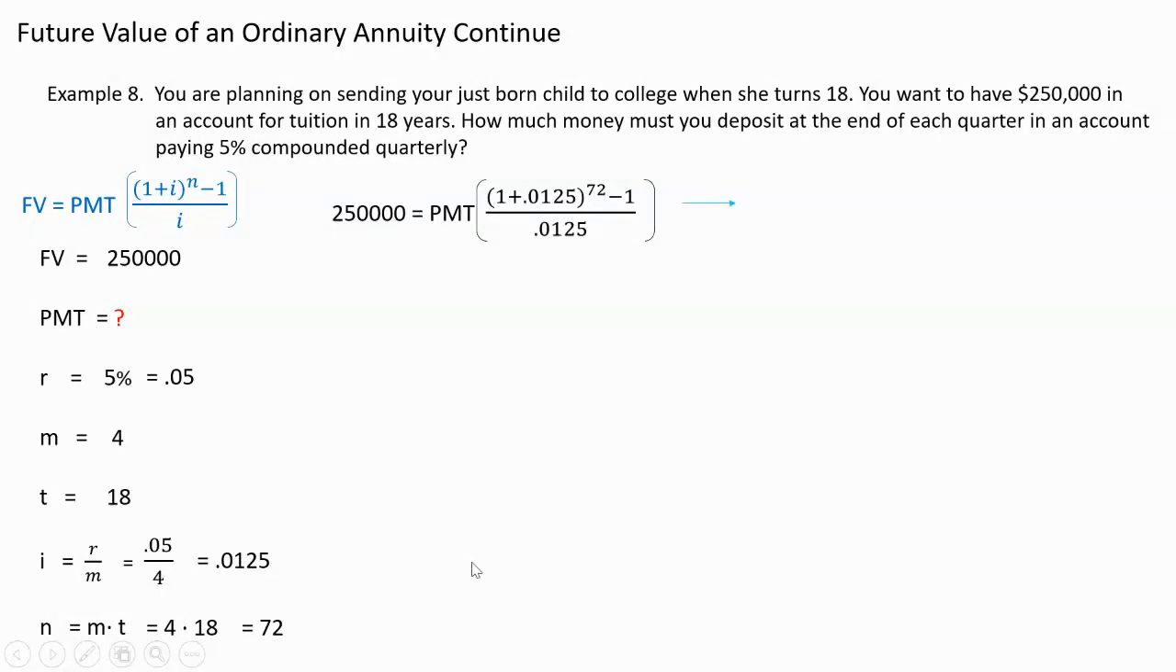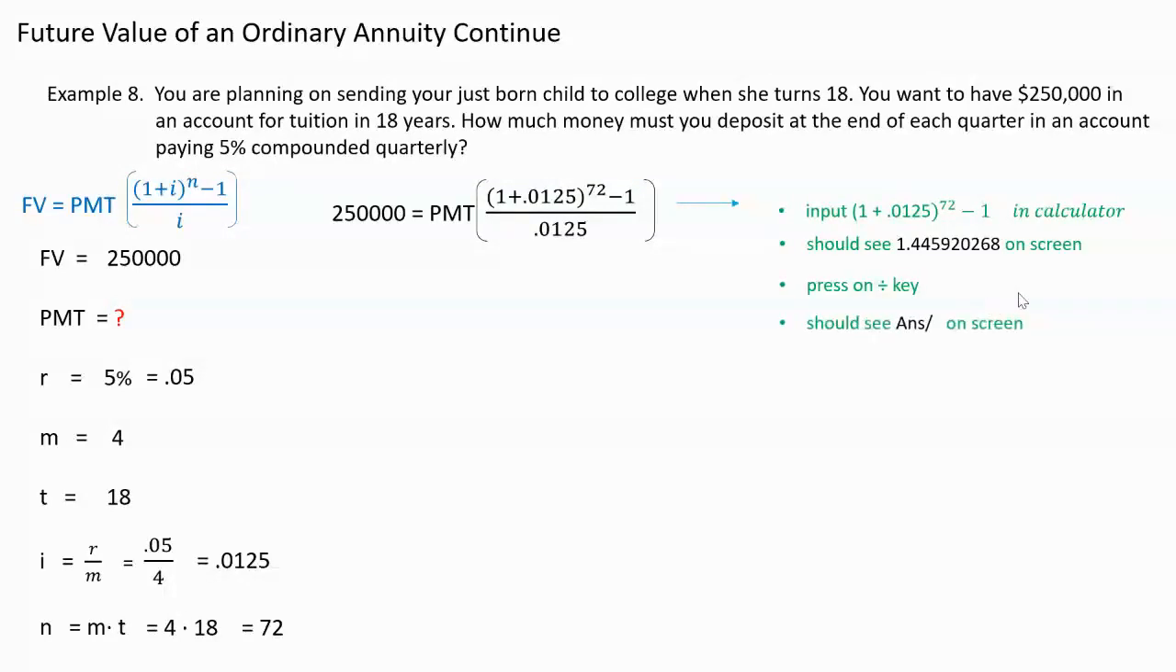I'm going to use it the way I mentioned earlier, everything in one steady flow. So we're going to input parentheses 1 plus 0.0125, close parentheses, to the 72nd power minus 1. This is what you should see on the screen: 1.445920268. Then you're going to press the division key, which means this answer divided by, and then you're going to enter 0.0125, and then enter, and this is what you should see on your screen now.